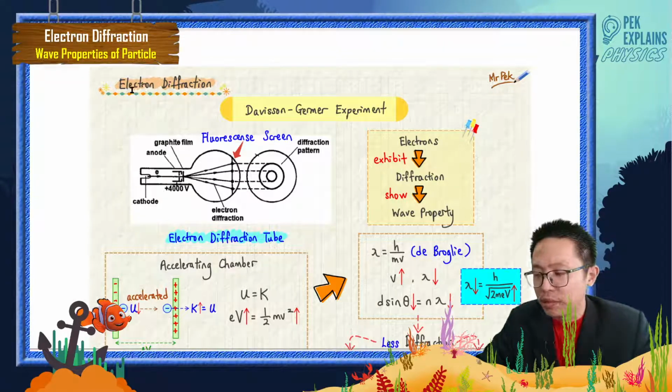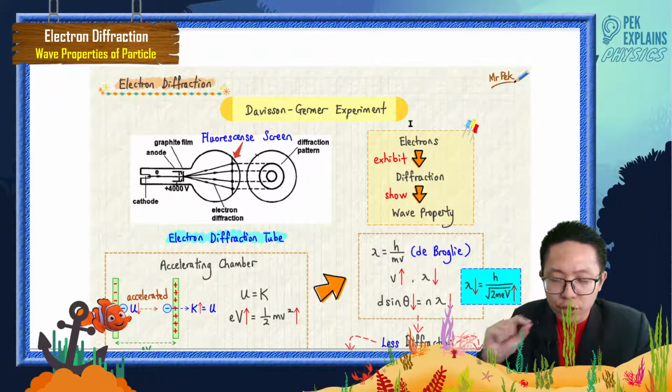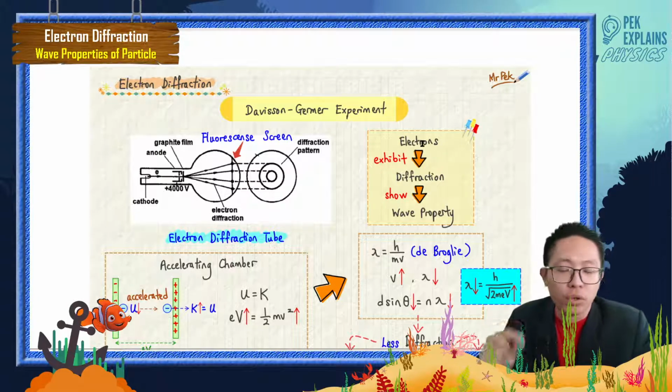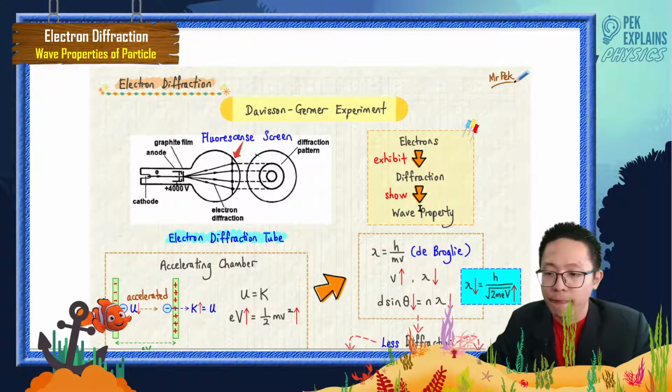Now let's talk about electron diffraction. Electron diffraction is shown in the Davison-Germer experiment. The Davison-Germer experiment is trying to prove that the electron, although it is a particle, also shows wave property, because the electron also exhibits a diffraction pattern.